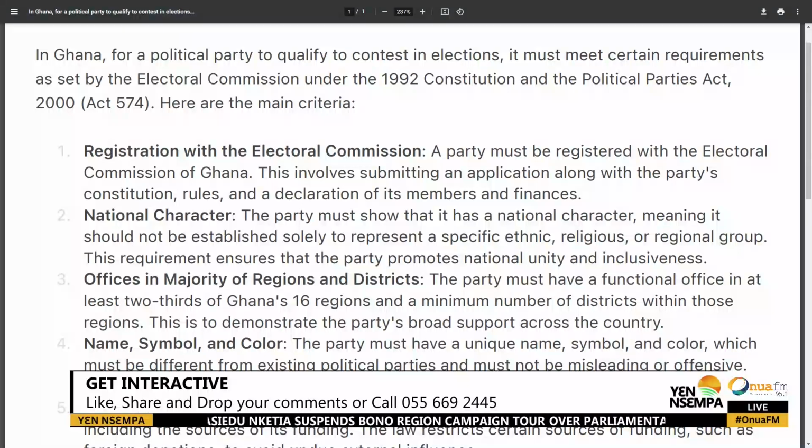Number 2. Add a national character. The party must show that it has a national character, meaning it should not be established solely to represent a specific ethnic, religious, or regional group. This requirement ensures that the party promotes national unity and inclusiveness.